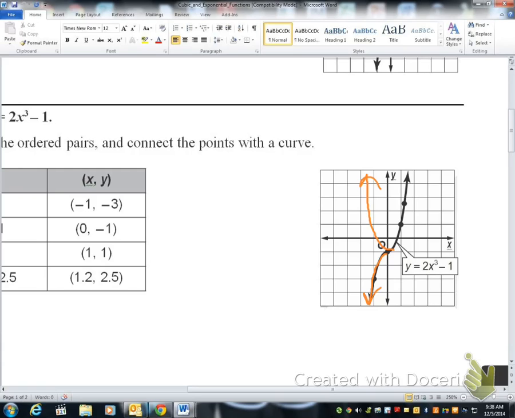So all your cubics are going to look either like this or like that. They can either start down and go up as we go to the right, or they can start up and go down as we go to the right. But they're all going to cut through one point. Now, what's this point going to be? Always 0. Well, in this one, it's 0, -1. But what's it going to be always?